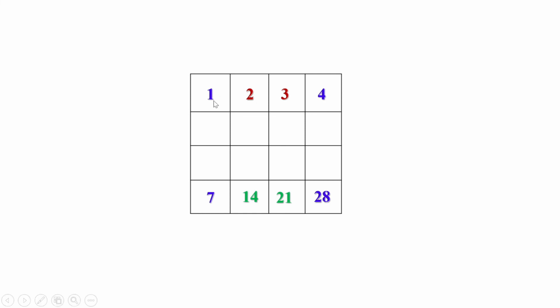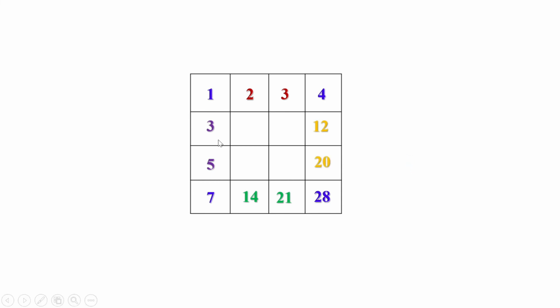Now let me take the first column. The term difference is 6 and position difference is 3. So the common difference is 2. Therefore the second term is 3 and third term is 5. Now let me take the last column. Term difference is 24. Position difference is 3. So common difference is 8. 4 plus 8 is 12. 12 plus 8 is 20.